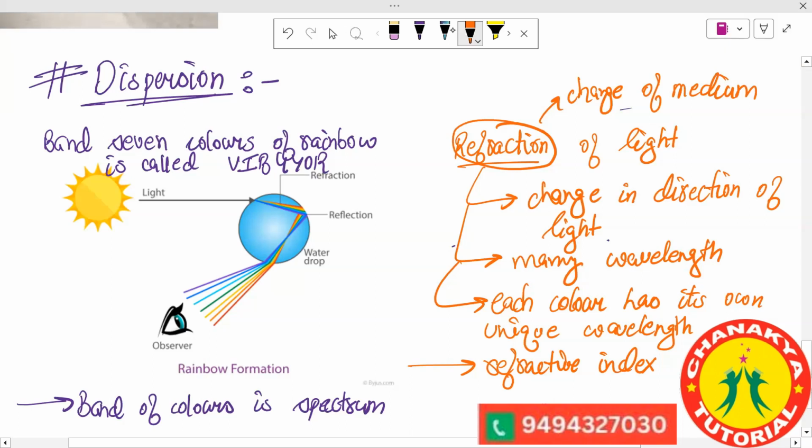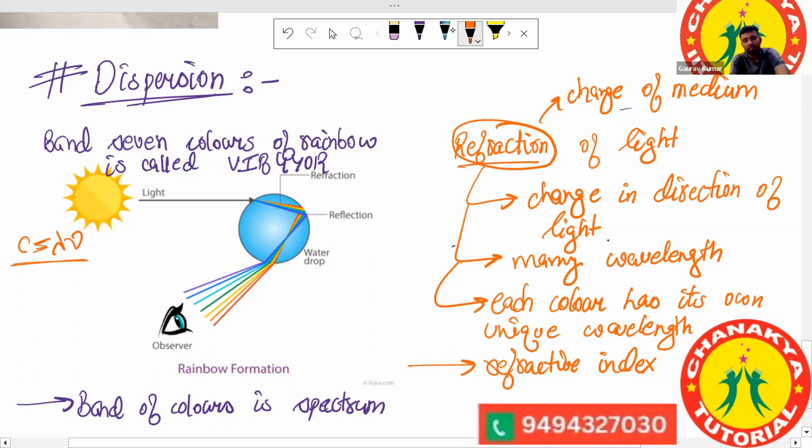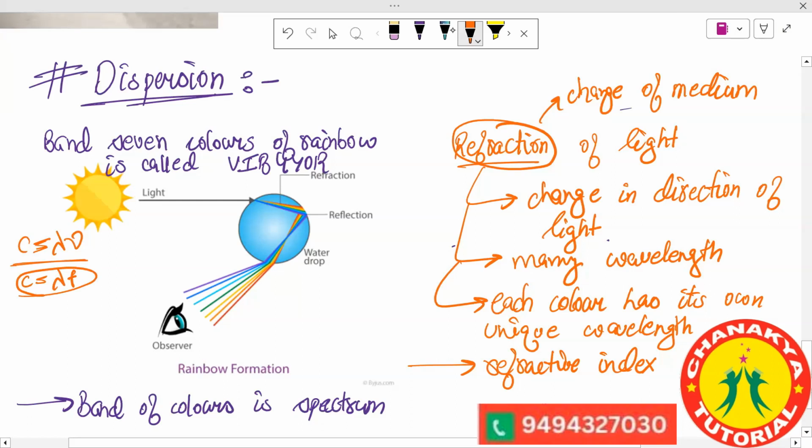Sir, wavelength means the distance of... Have you seen the wavelength formula? No, sir. C is equal to lambda f, if you have seen. See, the speed of light. C is the speed of light. And f? What is lambda and f?